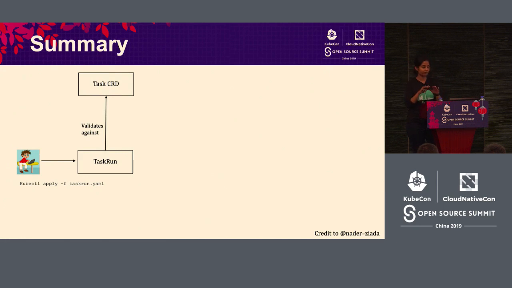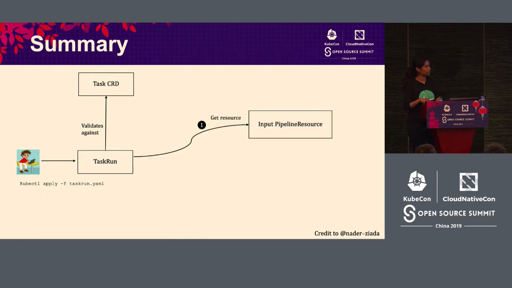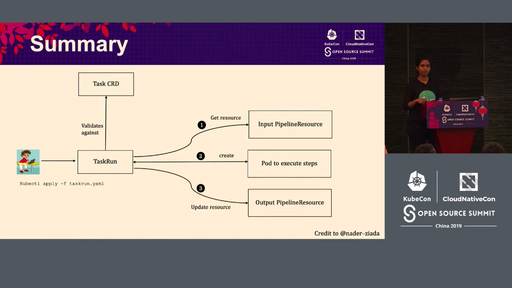And if that matches perfectly, task run controller goes ahead and fetches all the input pipeline resources, builds a pod, executes all the steps, and once the step has finished the execution, it's going to upload your pipeline resources, whatever you have defined. I do have a demo to show this in action, and the demo uses all the 3 CRDs I have described so far. So I'm going to play the video.